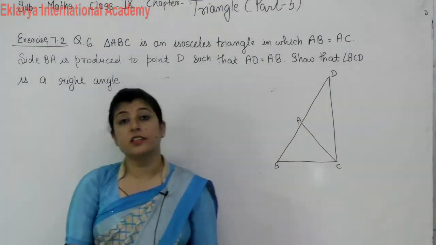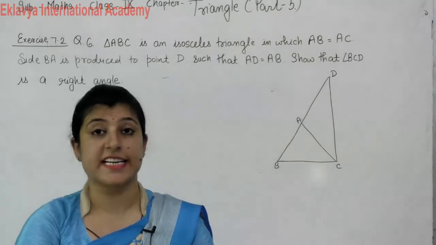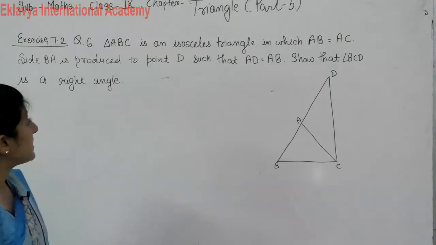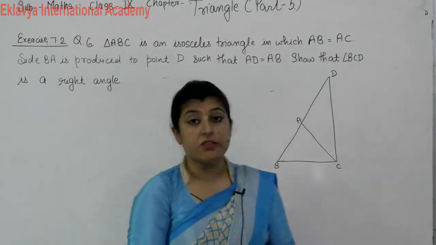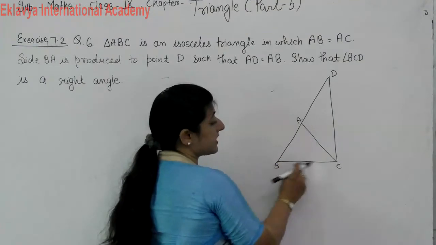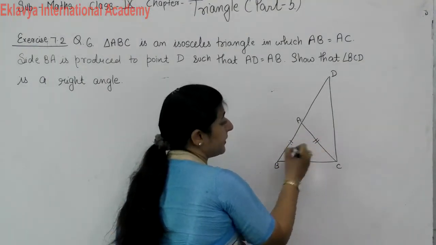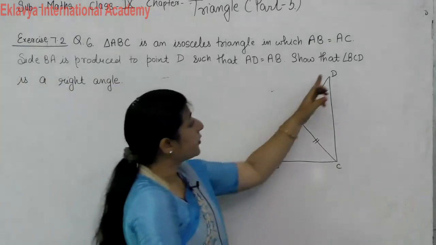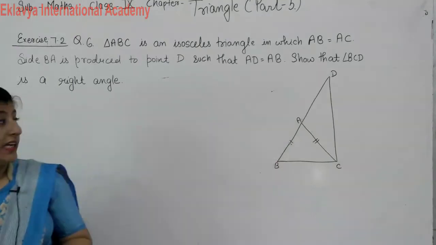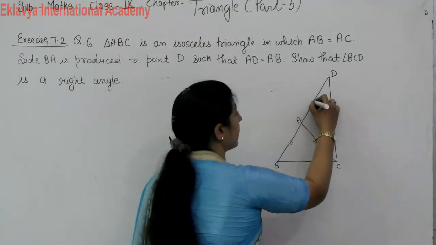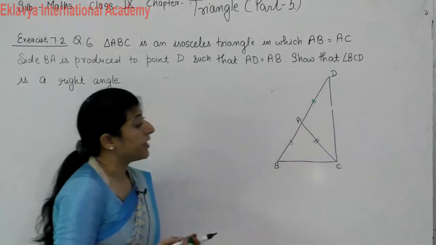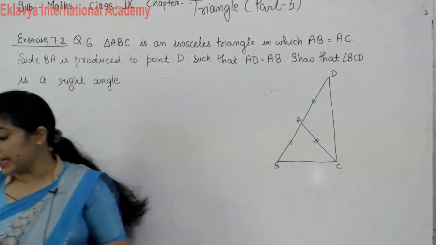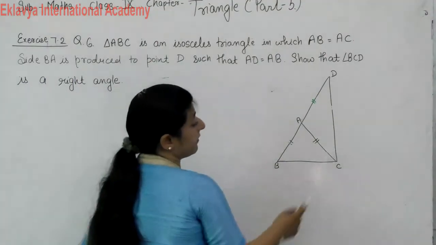Good morning students. Today we will continue our exercise 7.2 question number 6. ABC is an isosceles triangle in which AB is equal to AC. Side BA is produced to D such that AD is equal to AB. Show that angle BCD is a right angle, means angle C is equal to 90 degrees, we have to prove.